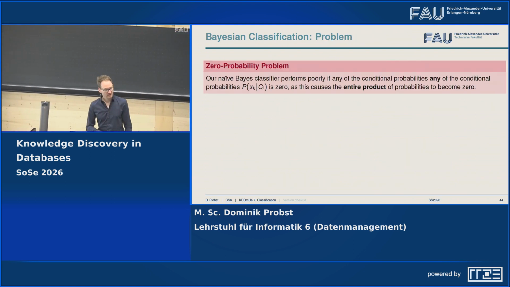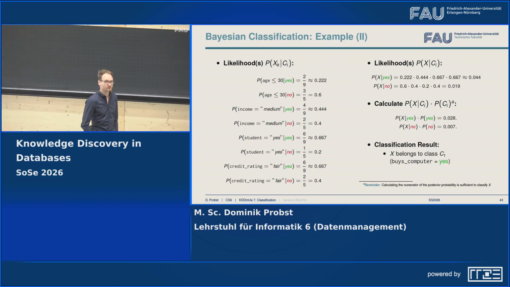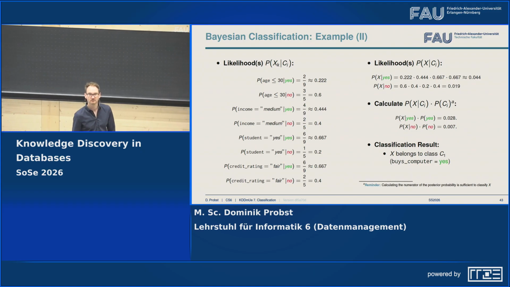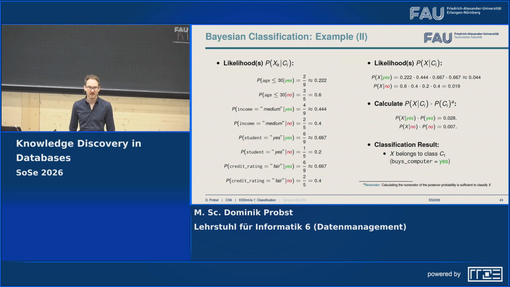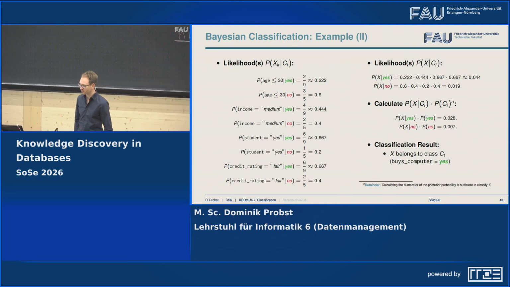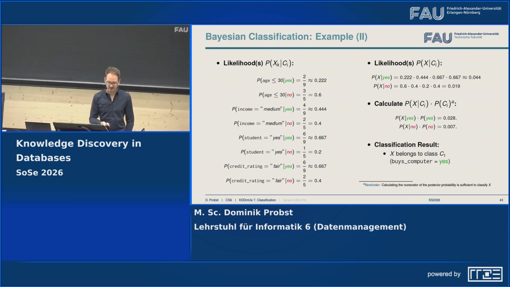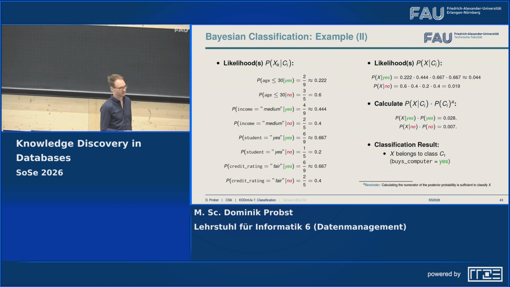Are there any questions to this point for naive Bayesian classification? I hope the example cleared the most things up. As I said, we can also calculate likelihoods for continuous values. However, that's something we will do in the exercise because it's something we can teach you there far easier.